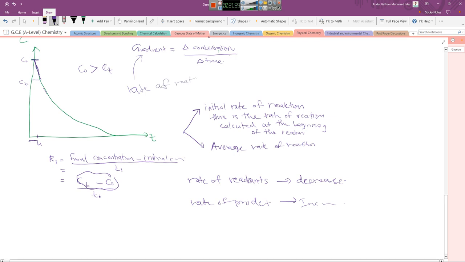So we talked about initial rate and average rate of reaction. Now consider this scenario. This is not a straight line, which means at a certain time interval the gradient is changing, which means we have different rates of reaction. Let me take R1 as the initial rate of reaction with this time interval. Let's say this is delta T2, and let's say delta T3. Let me erase it and draw it more clearly so that you can easily understand.